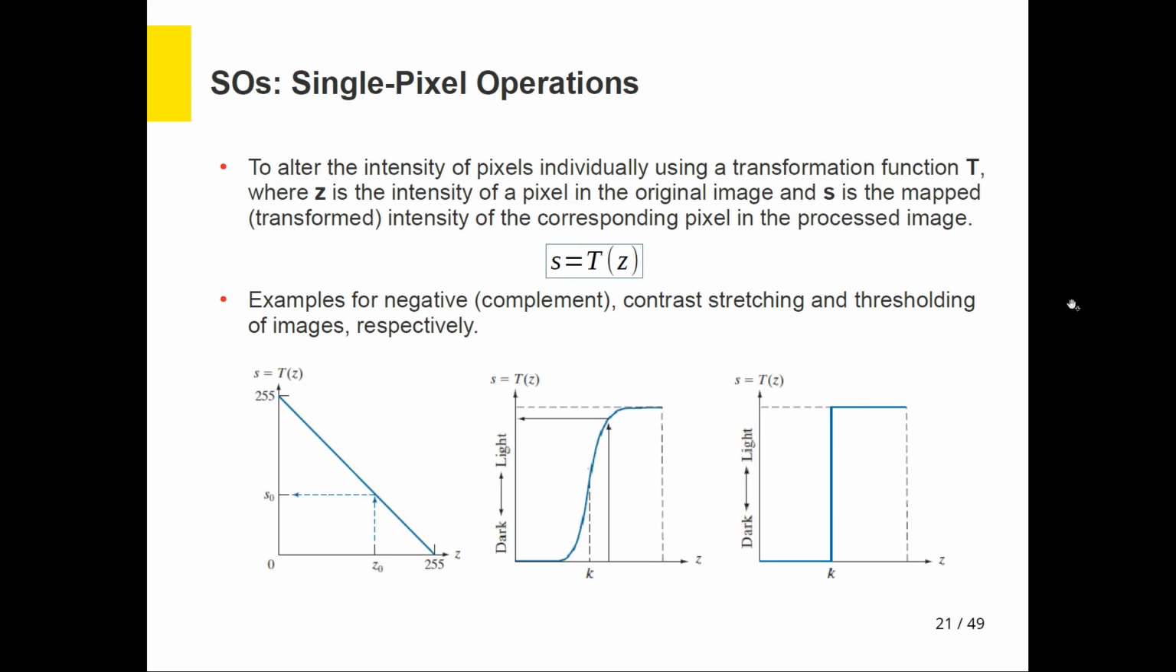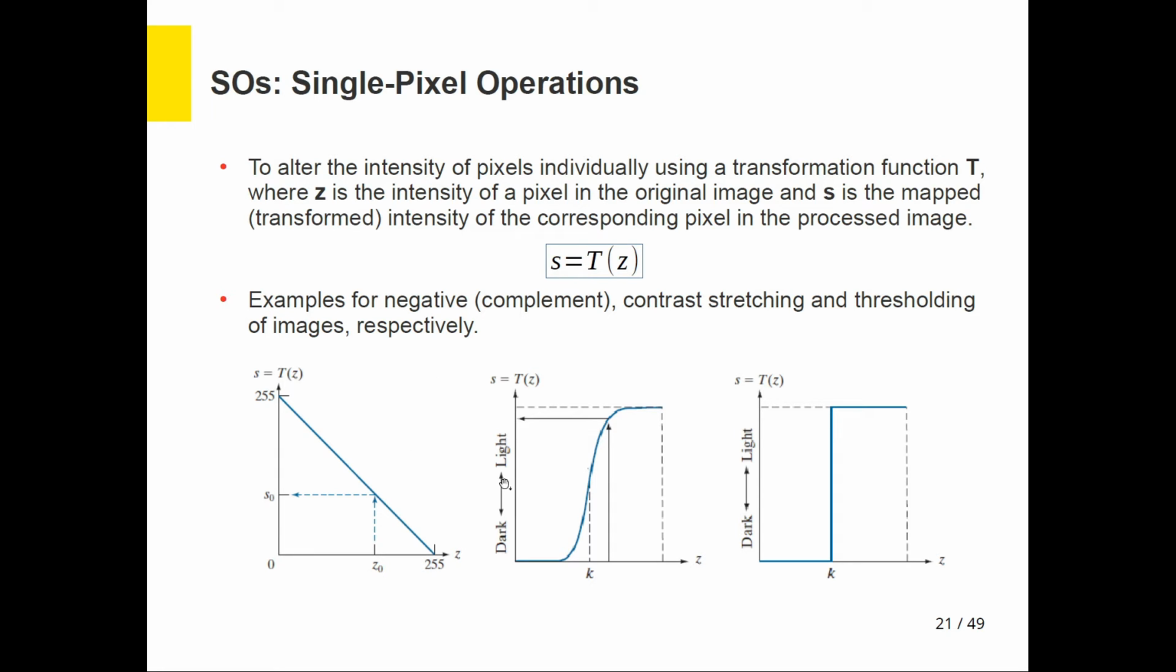For single pixel operations, they are usually used to alter the intensity of pixels individually using a transformation function T, which is defined in this form. This transformation function will be applied to any intensity value as the input, here shown as z, and produces an output intensity value, here shown as s.